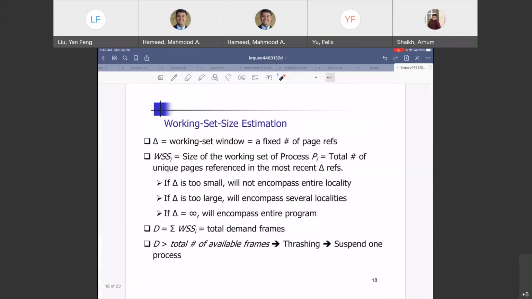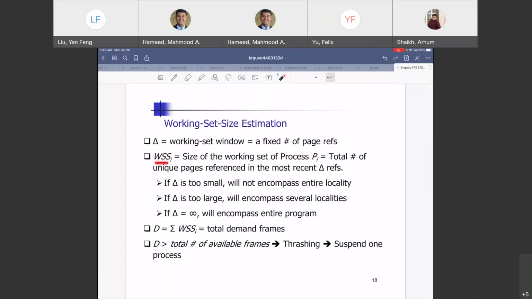All right. Let us do some math with this, and we'll also take a look at an example. So delta is our working set window. This is a time window over which we are looking at the page references, right? So in the example that we took, 0, 1, 2, 3, 1, 2, 3, the time window was 7, right? So delta was 7 for that. It is a fixed number of page references.